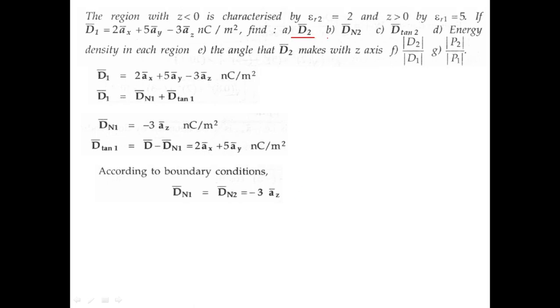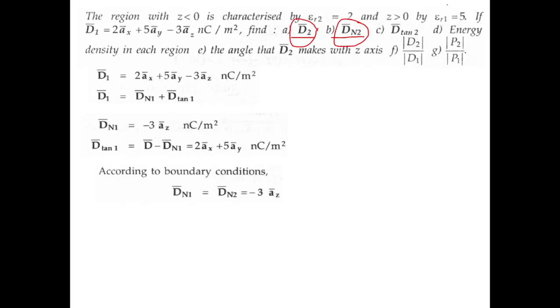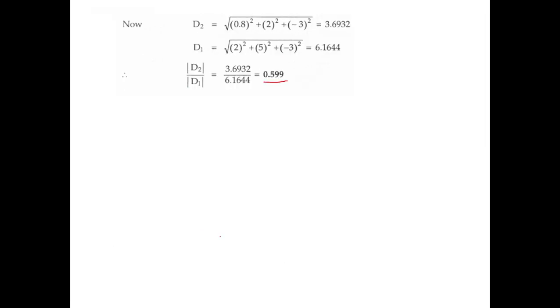So they've asked for D2, Dn2. First we'll find what is Dn1. So Dn1 and Dn2 will be same. So we'll get this one first, and then D2 we'll get here. D2 will be got using this formula, and we got what is D tan2 also, and we got the angles also, right? And I've explained why we have taken this D2 dot minus az, and we got both the angles. So now we got the ratio of D1 by D2, right?